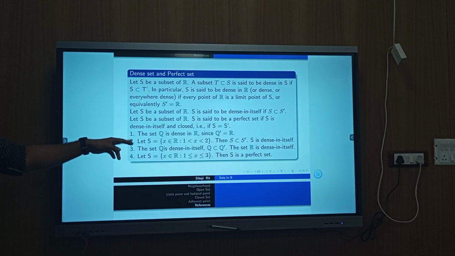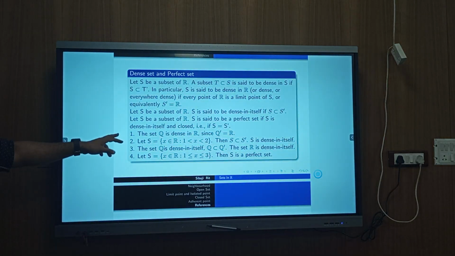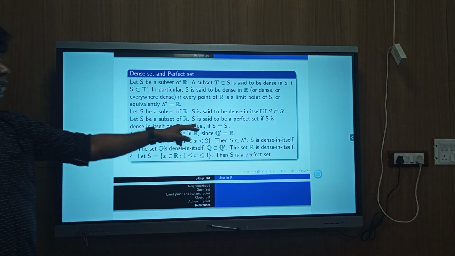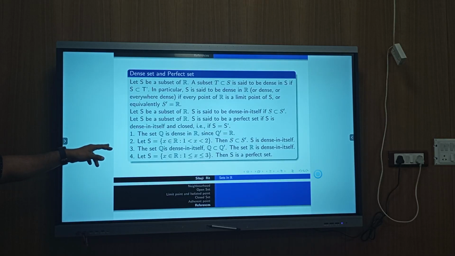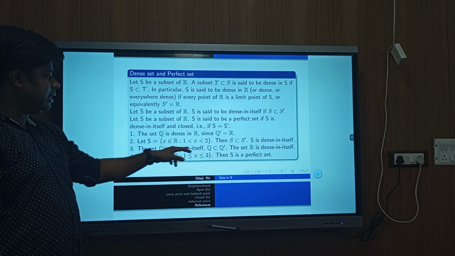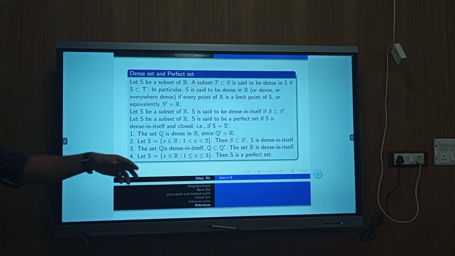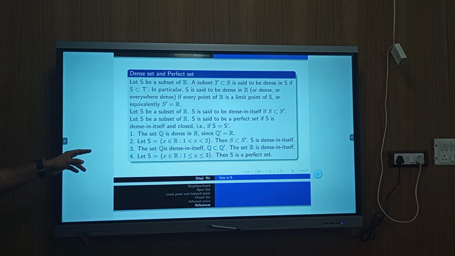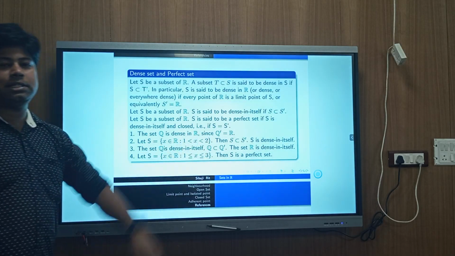Some examples. The set of rational numbers Q is dense in R since Q dash equals R. Let S equal the open interval (1, 2), then S is a subset of S dash, so S is dense in itself. The set of rational numbers is dense in itself because Q is a subset of Q dash equals R. The set R is dense in itself. Let S equal the closed interval [1, 3], then S is a perfect set.